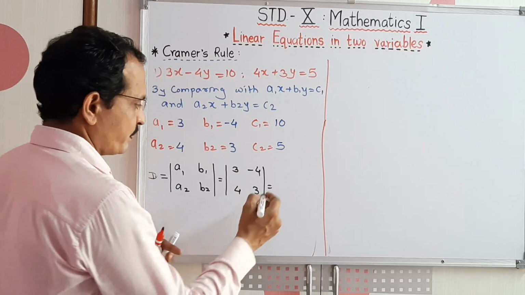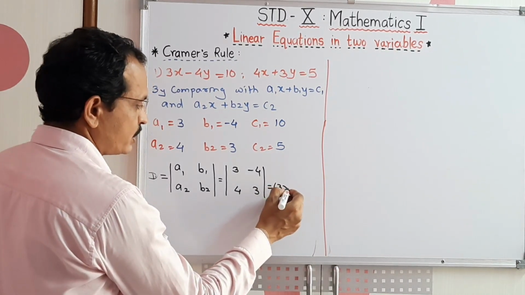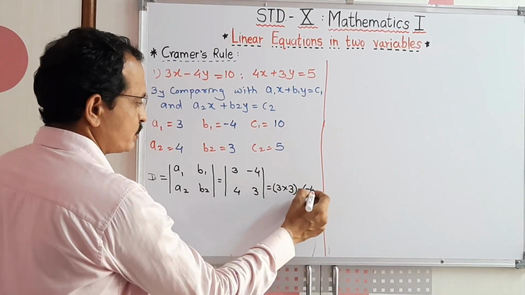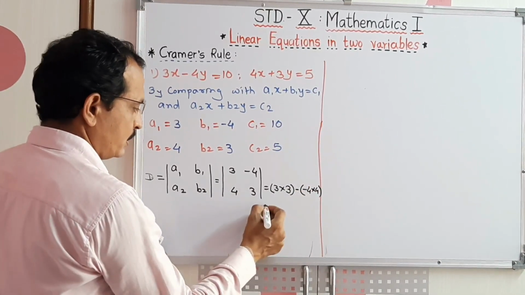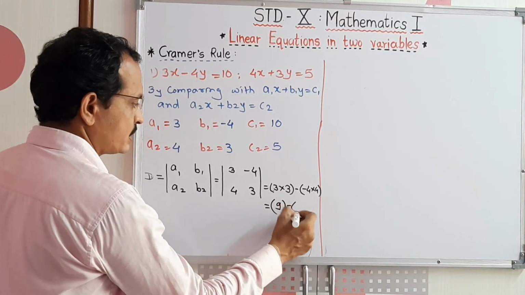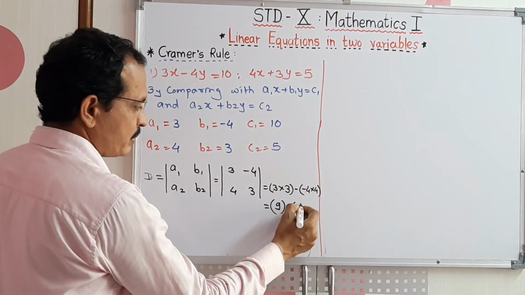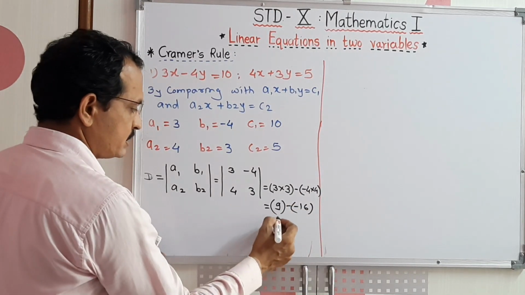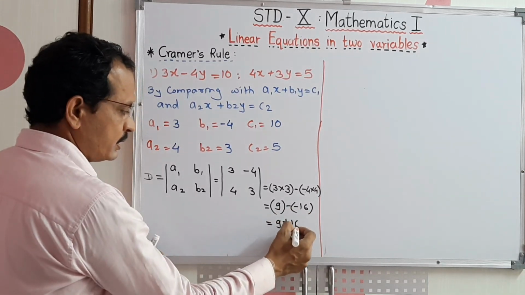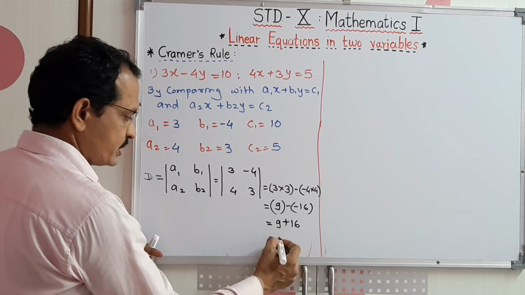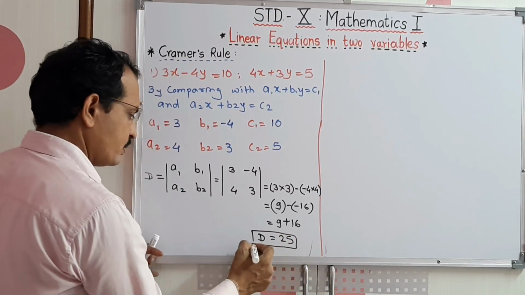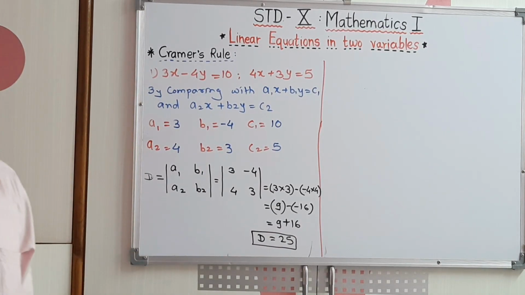Now see here, we have to do the multiplication. 3 into 3 minus 4 into 4. Now see here, 3 into 3 is 9, minus 4 into minus 4 is minus 16. Therefore it is 9, minus will become plus, 9 plus 16, it is 25. We get the value of determinant D is equal to 25.